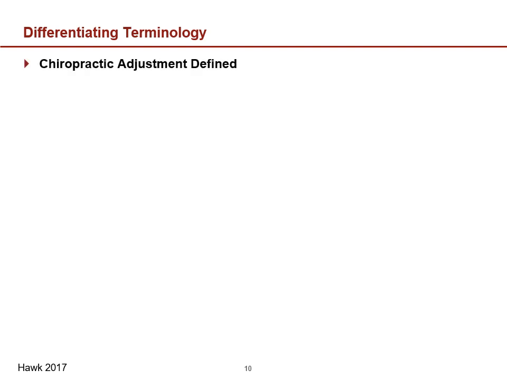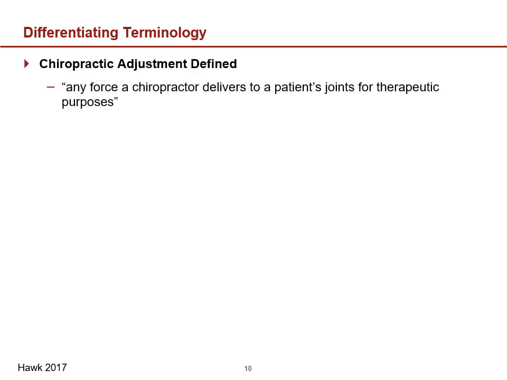So there's much confusion around the terminology when it comes to spinal manipulation, high thrust manipulation, joint mobilization, grade 5s, and chiropractic adjustment, and I want to take a moment and really define and delineate the difference between these terms.